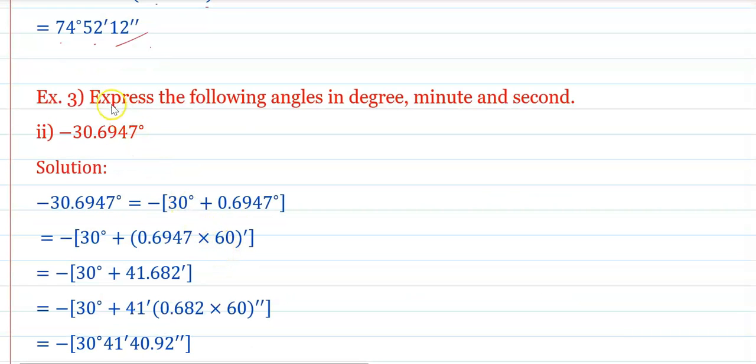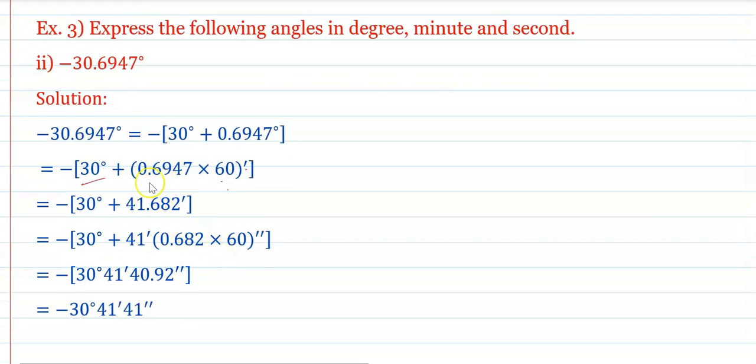Now the next, express the following angles in degree, minutes and second. The first is minus 30.6947 degree. First is minus 30 degree, and the next is 0.6947 into 60 for the minutes. We multiply that fraction by 60. Therefore it will convert it into the minutes. And after the multiplication you will get, you can perform the multiplication, that multiplication is 41.682 minutes.